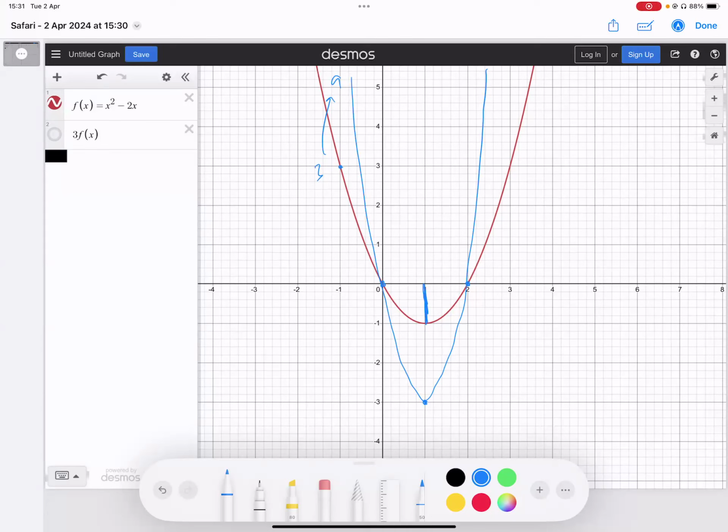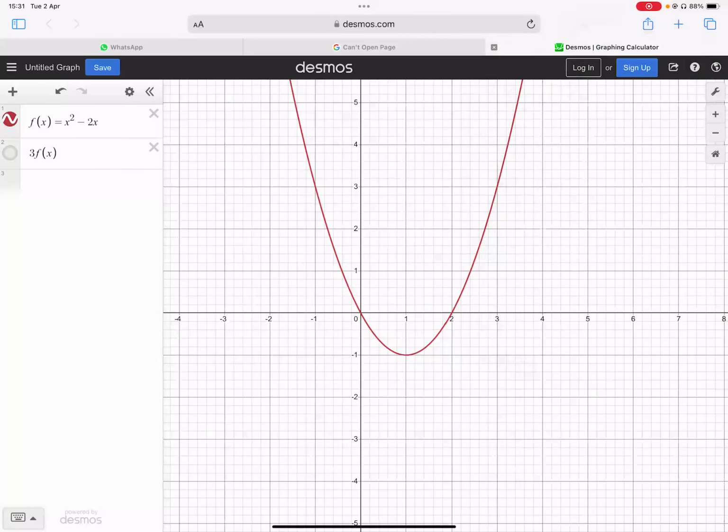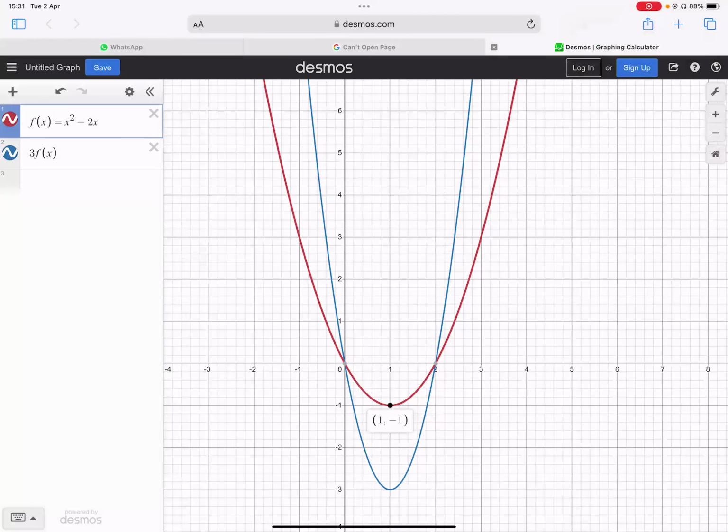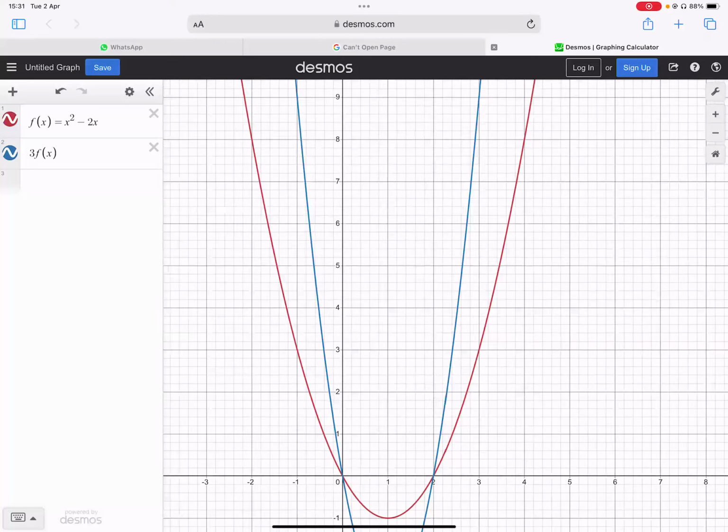Now, if I were to use this much for this now, this is what the graph would look like. 3f of x. The distance of each point from the x-axis has multiplied by 3. So this point was earlier 1 unit away, now it's 3 units away. If I were to consider another point here, this one, for instance, or you can actually just mark up.